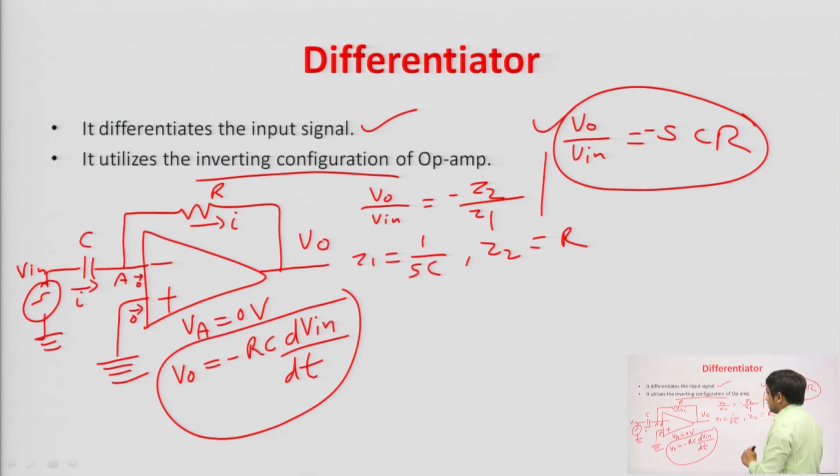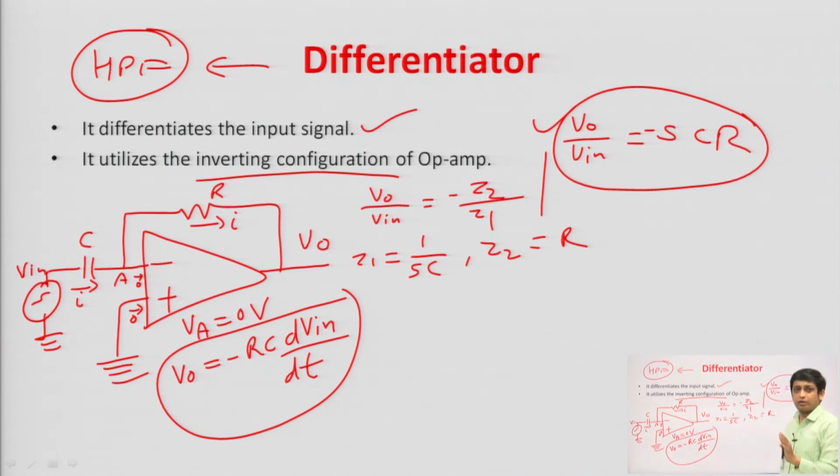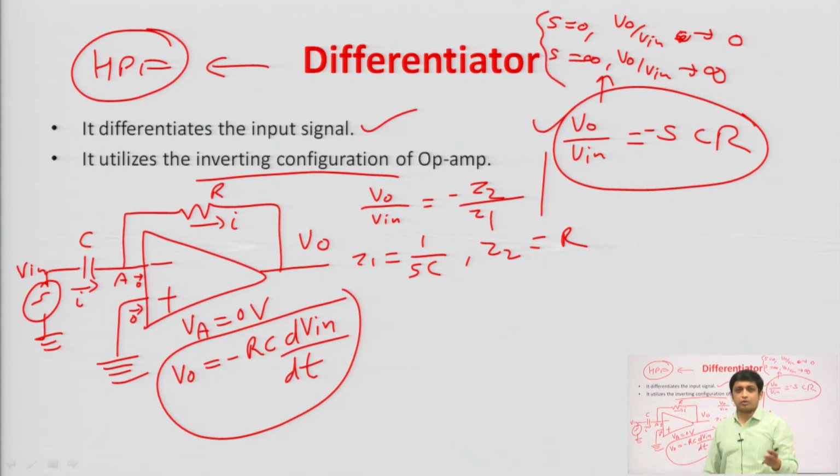Now, see this differentiator acts as a high pass filter. In a high pass filter, the high frequency component is passed and the low frequency is blocked. We can understand it by considering this equation. If S equals 0, then V naught upon V in will tend towards 0, the gain will tend towards 0. If S equals infinite, then the gain will move towards infinite. S equal to 0 means low frequency, S equal to infinite means high frequency. So, for low frequency the gain is moving towards 0, for high frequency the gain is moving towards infinite, which means at high frequency we are getting more gain. So, it will act as a high pass filter, whereas your integrator acts as a low pass filter. The differentiator circuit acts as a high pass filter.